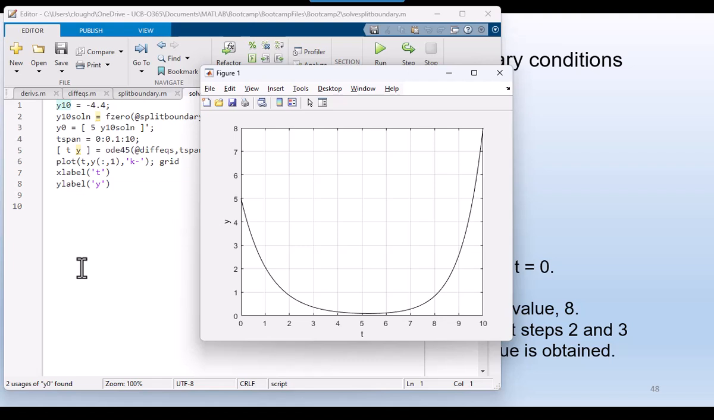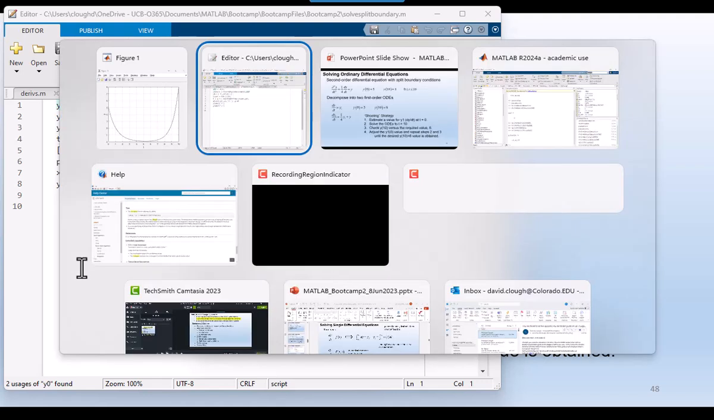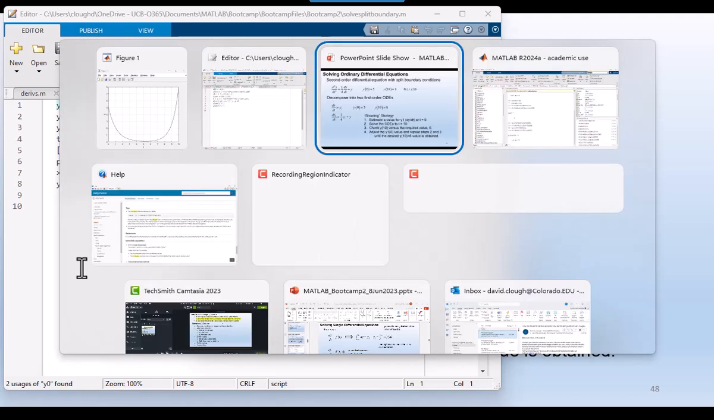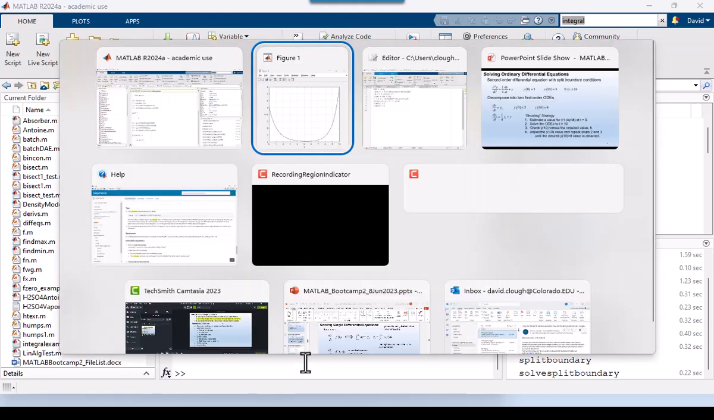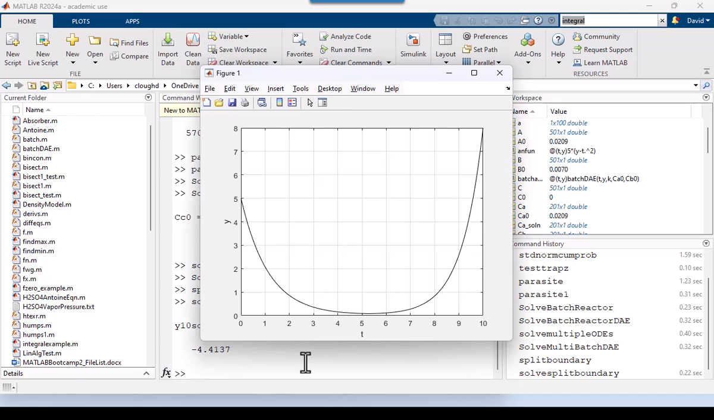Now this is a very touchy solution because I think, let's see if we display that. Command window. Yeah, here it is. Our solution is minus 4.4137 and many more digits. And you'll notice that it is very close to where we started with minus 4.4, and it blew way up. So this is a very touchy solution, but it was able to solve it for us and provide us with an accurate 2-point boundary value solution.